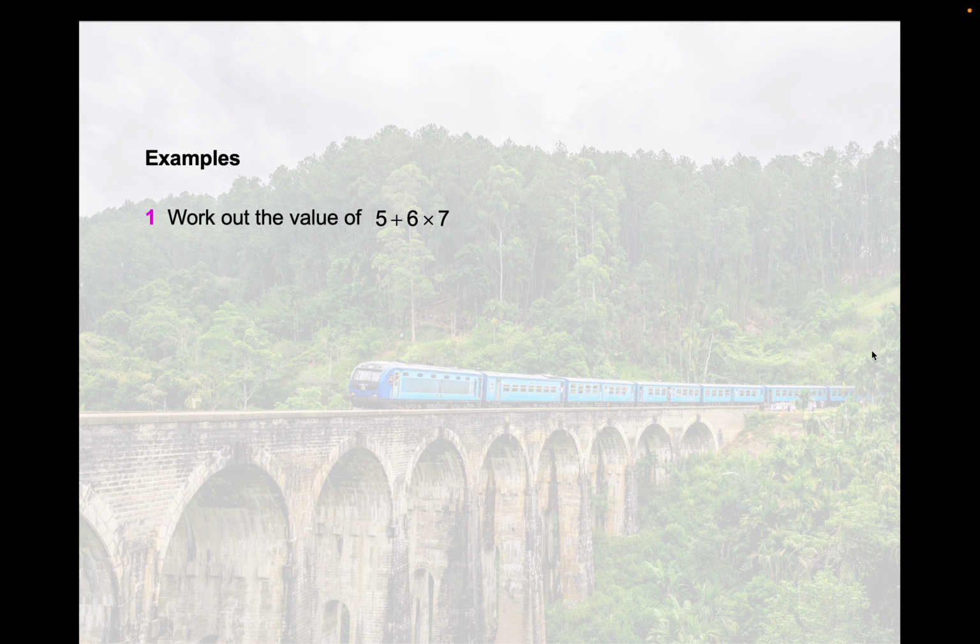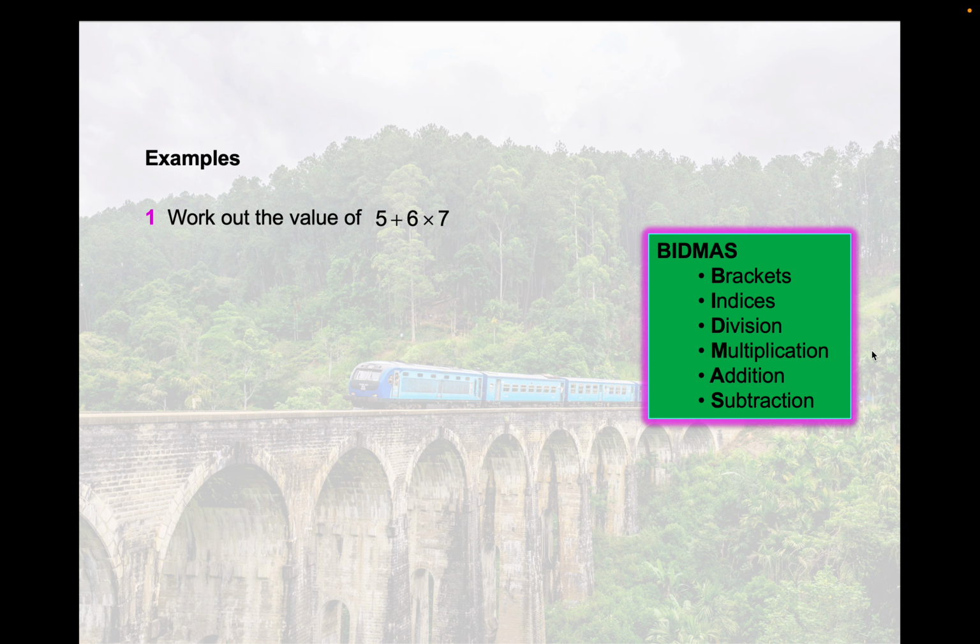Work out the value of 5 plus 6 times 7. It is so important to work operations in the correct order. What we said is that there is an importance level to the order of operations: the bracket has high priority, then the indices, then division and multiplication, following this order.